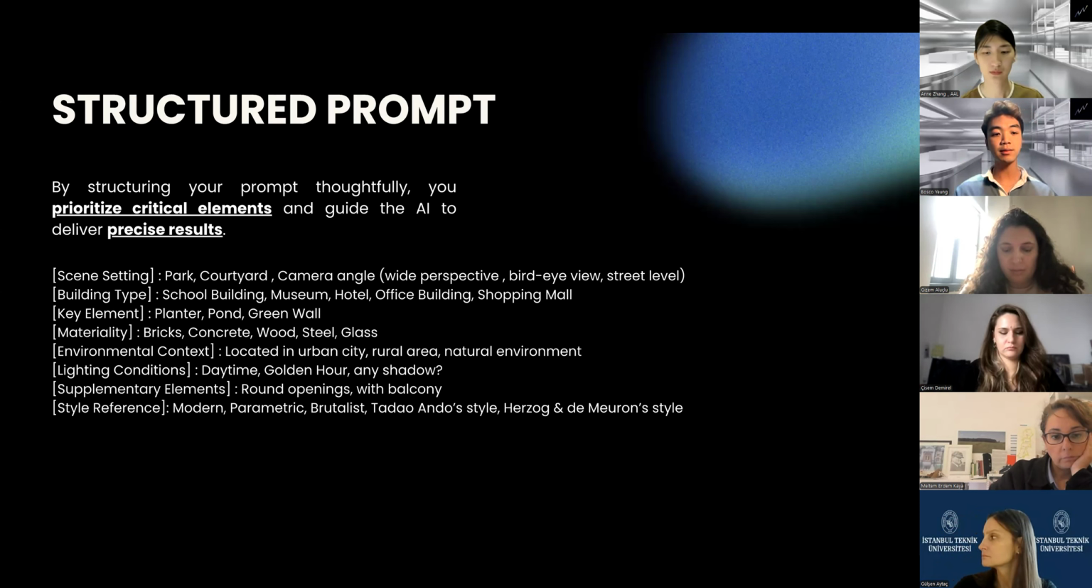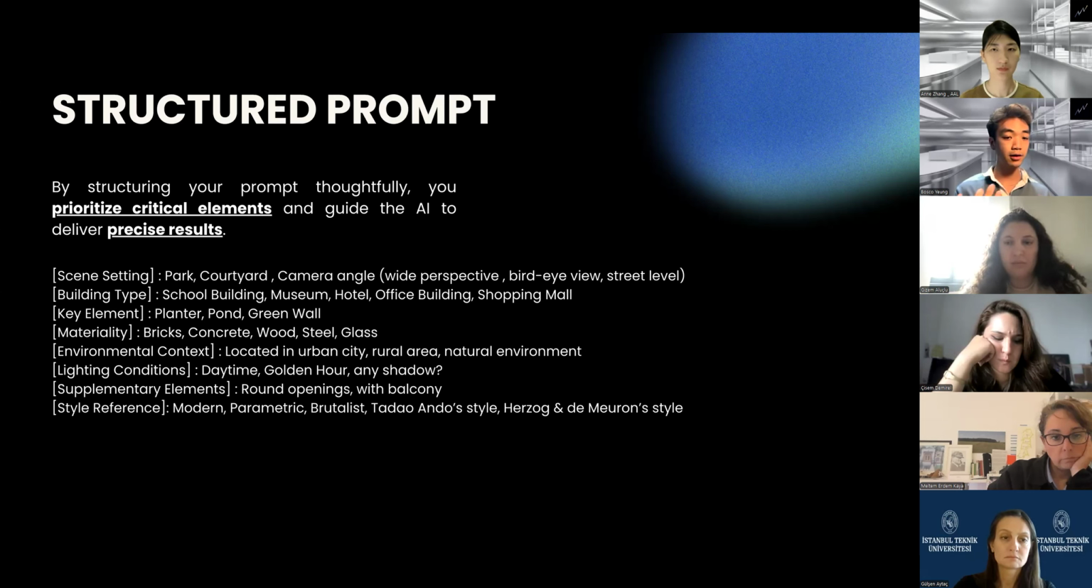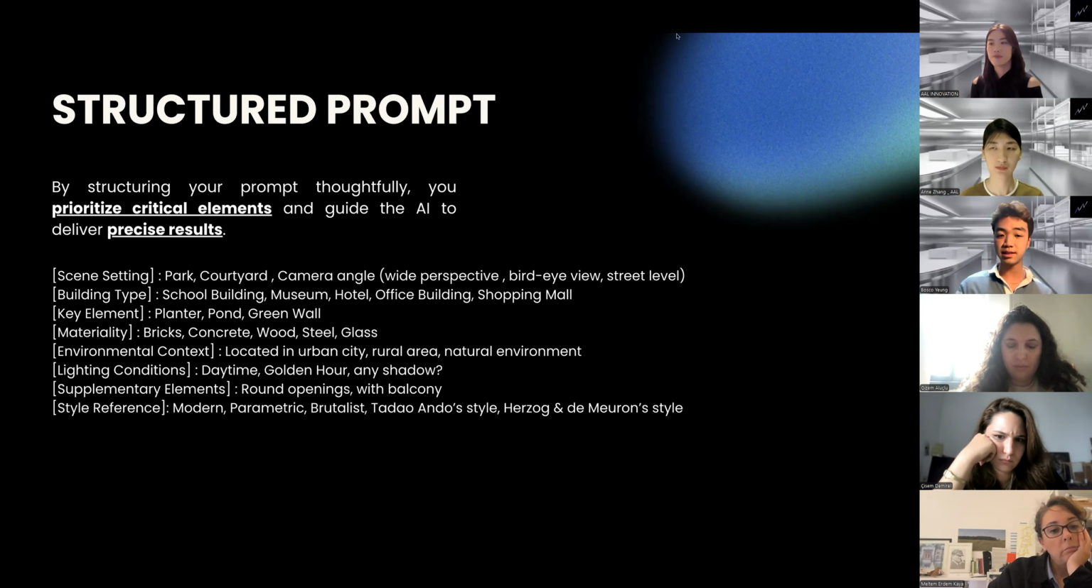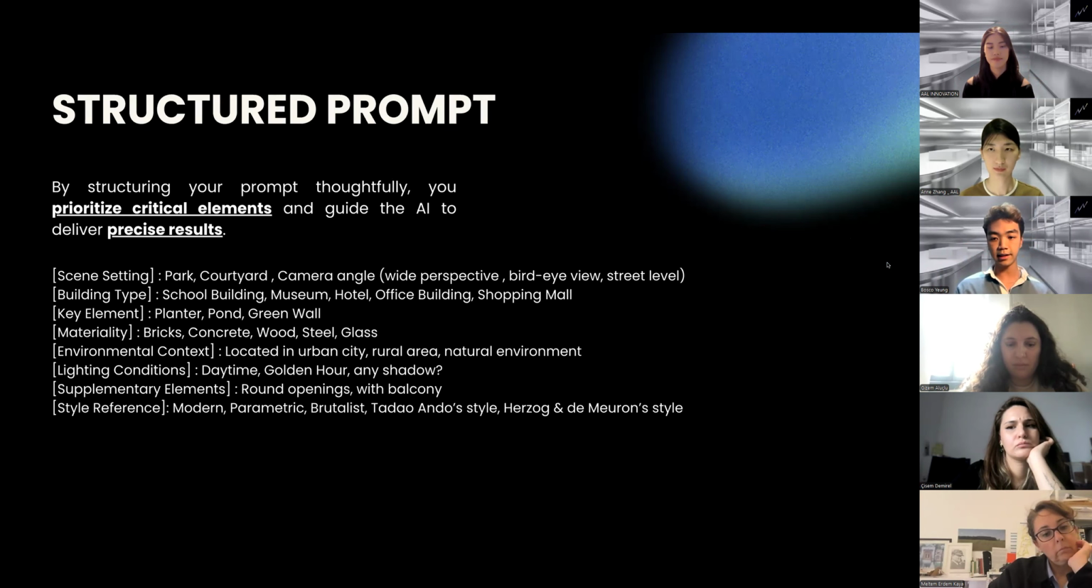Let's say, for example, the scene: what exactly are you generating? What are the buildings around the landscape? What are the key elements? Is there a fountain? Are there benches or whatever there is? Materiality: be really specific about the material that you want to show in the image. You want maybe glass, brick, steel. The more specific you are, the closer the image is going to be to the idea that is in your head. And these are all the other examples that you can take as a reference.